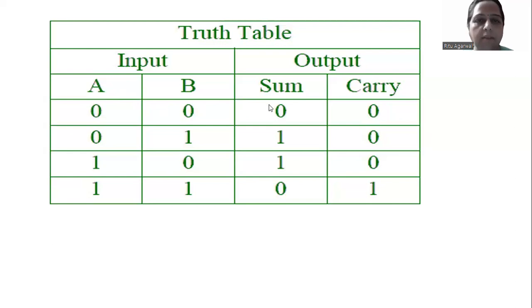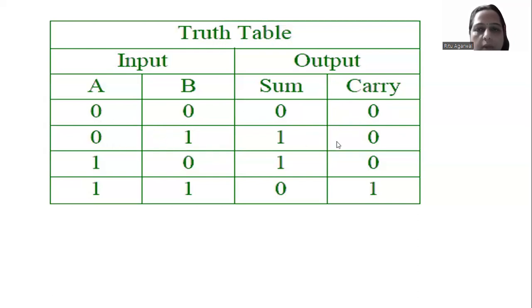So for sum, that is A XOR B, 0 XOR 0 gives 0, 0 XOR 1 gives 1, 1 XOR 0 gives 1, and 1 XOR 1 gives 0. As we know, in an XOR gate, whenever we have the same inputs, the output is 0, and whenever we have different inputs, the output is 1. For the carry, the logical function is A AND B. So for 0 AND 0, it gives us 0.